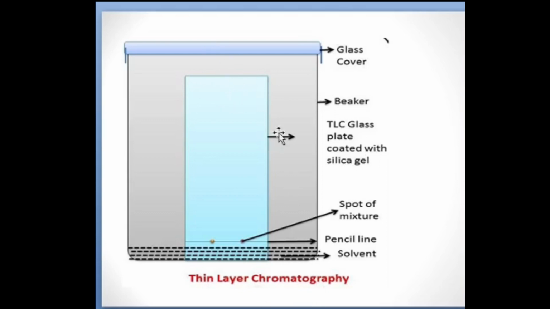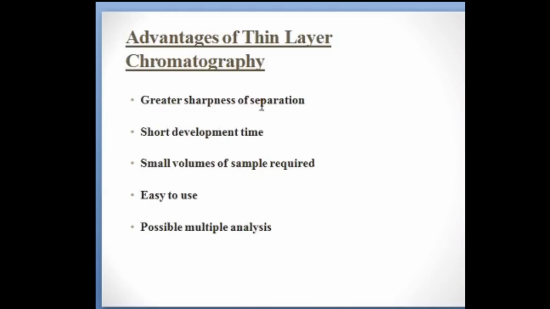Now most of the time if you use organic compounds, they are colorless. So what they do is, after they take this out, they will observe the fluorescence under a UV light, okay. So the advantages of thin layer chromatography are greater sharpness of separation, short development time, small volumes of sample are required, it is also easy to use, and we can do multiple analyses.